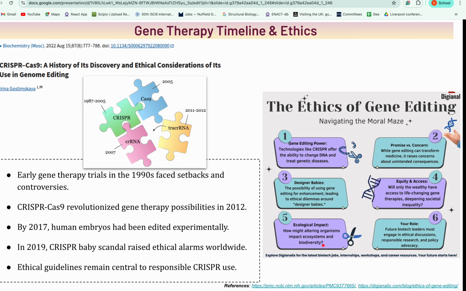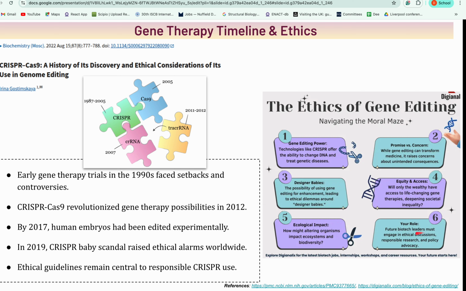Maybe those changes might disturb the natural balance of that particular crop. Maybe at later stages, although I have increased the yield, the organisms might not be able to digest that particular crop. So in that way, it's important to see what ecological impacts it could have, and then what our role is.